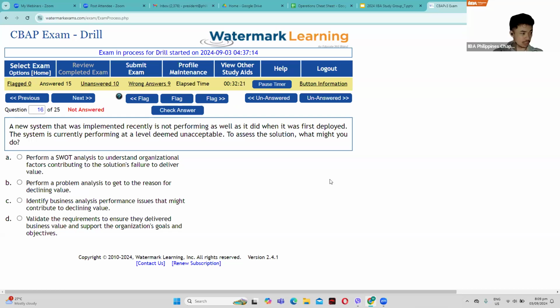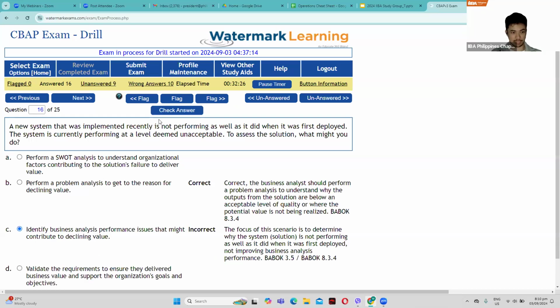Okay, and so it says C. Thank you. That is incorrect. So the right one is B. The business analyst should perform a problem analysis to understand why the outputs from the solution are below an acceptable level.